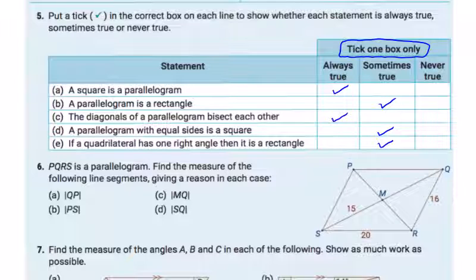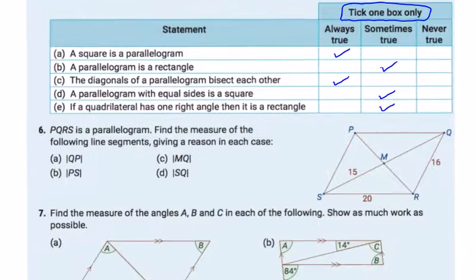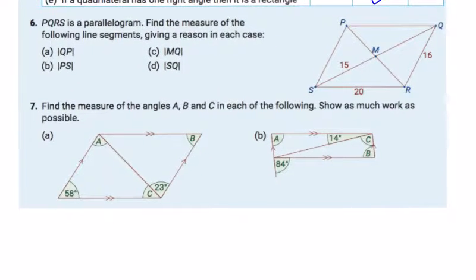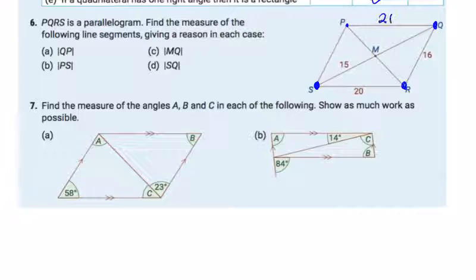So question 6. PQRS is a parallelogram. You can see here on the right hand side, P, Q, R, and S. Find the measure of the following line segments and give a reason in each case. So QP, what are they testing here? QP is opposite to 20. Opposite sides are equal. So QP is 20. PS is opposite 16. Opposite sides are equal.